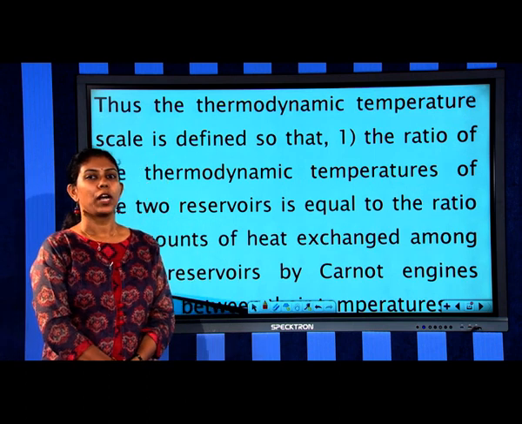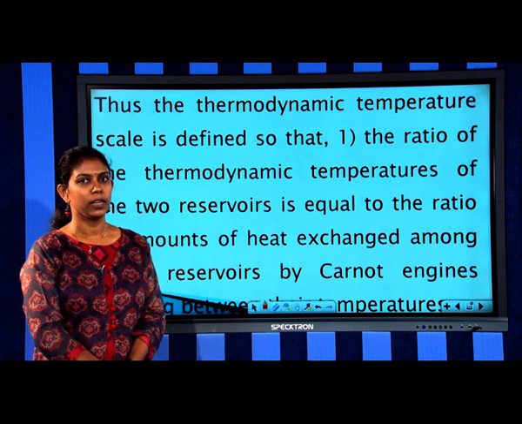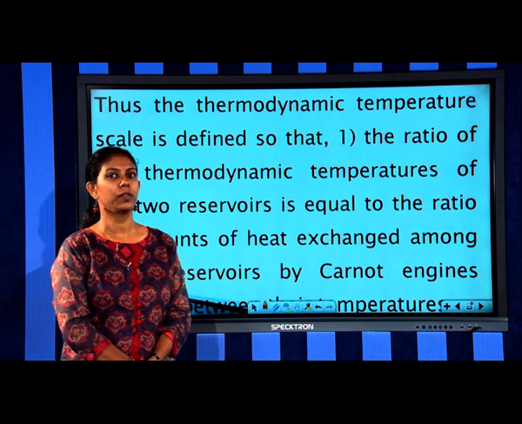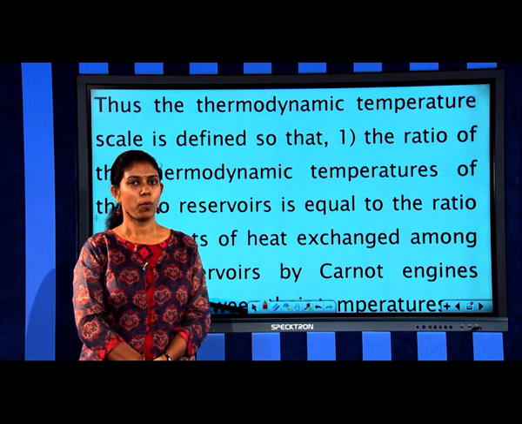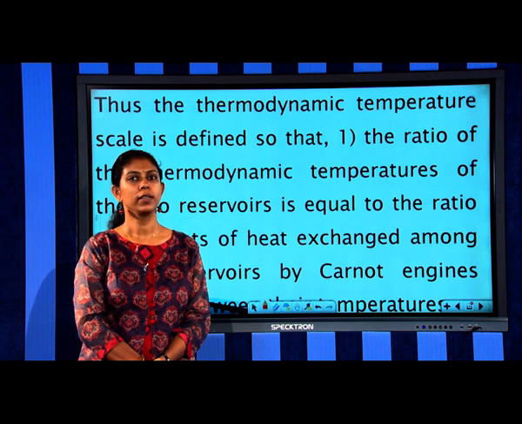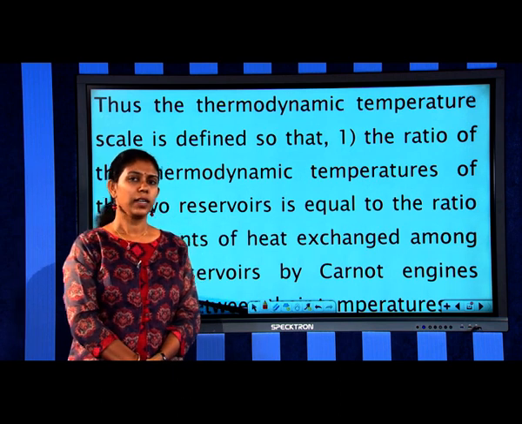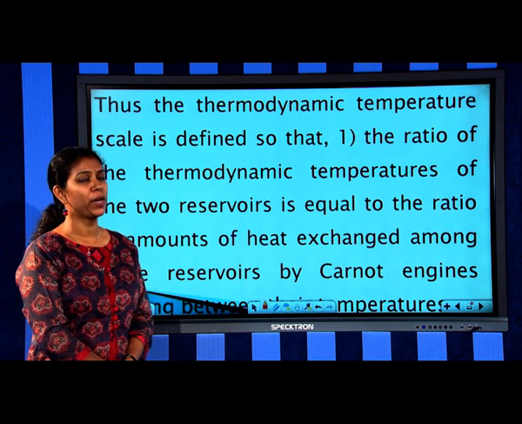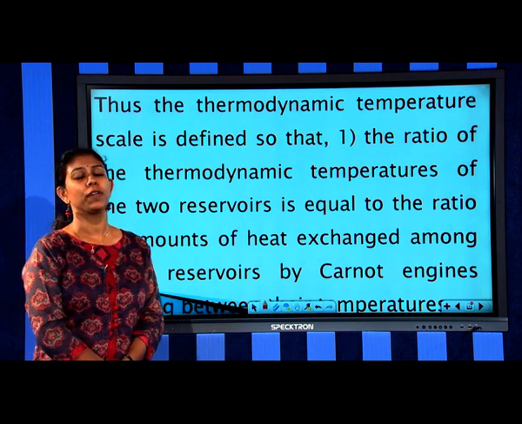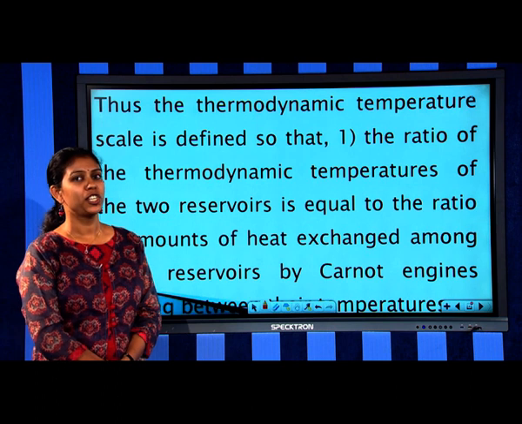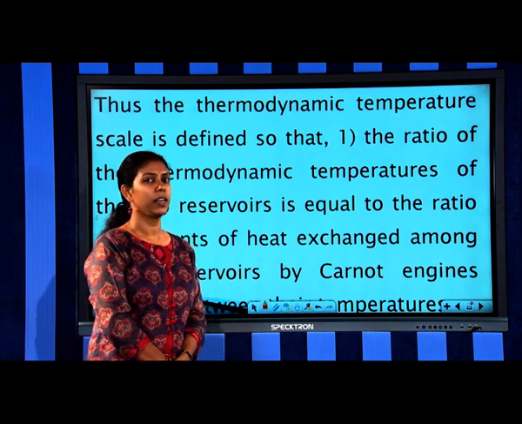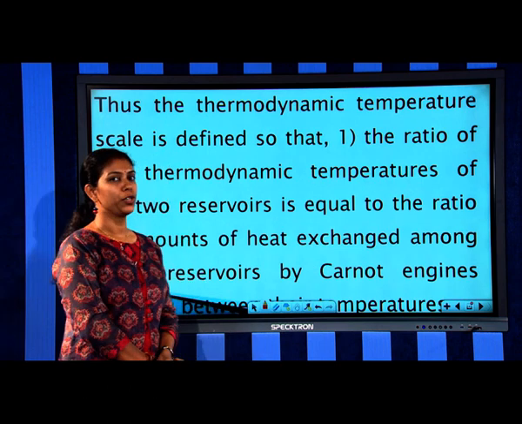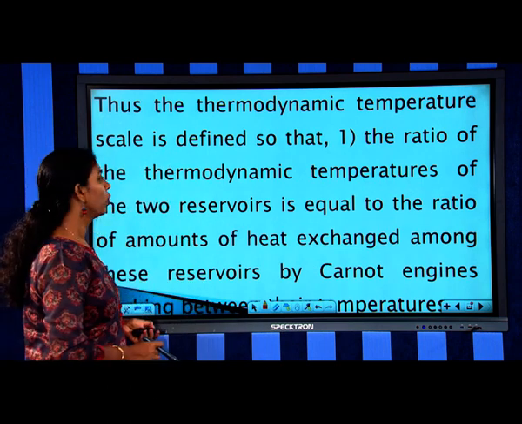The ratio of thermodynamic temperatures is independent of the nature of the working substance and depends only on the property that is common to all substances. That is, here the thermodynamic temperature is independent of the nature of the working substance. Temperature measured on this scale is in Kelvin. The efficiency here is again eta equal to 1 minus Q2 by Q1.